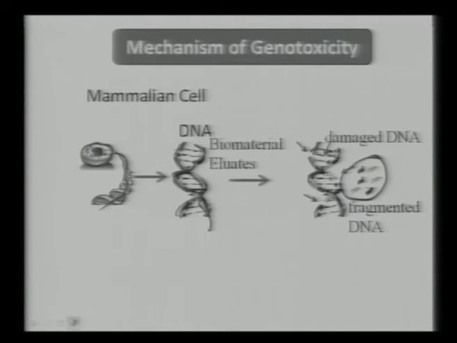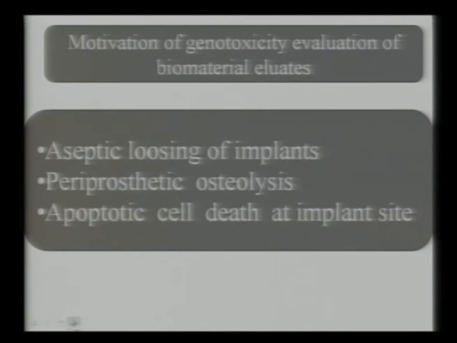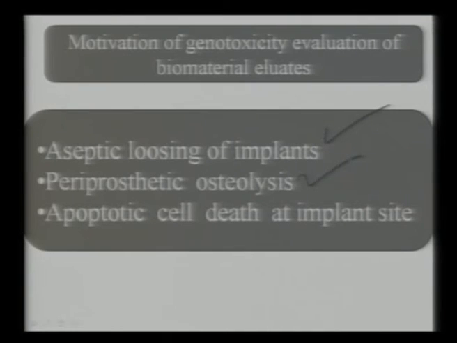Now what is the motivation for genotoxicity evaluation? Number one is the aseptic loosening of implants and periprosthetic osteolysis. Aseptic loosening means when implants are put inside the animal, after a long time the implants can become loose, can be detached from the neighboring tissues or the bones. Periprosthetic osteolysis is also caused by the aseptic loosening. Third one is the apoptotic cell death at the implant site. So that is also another thing which will happen.